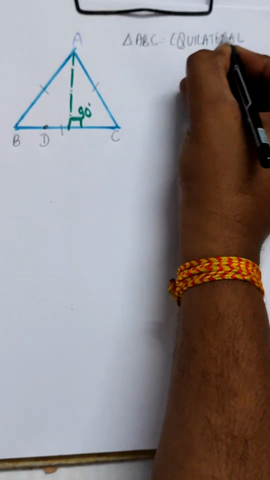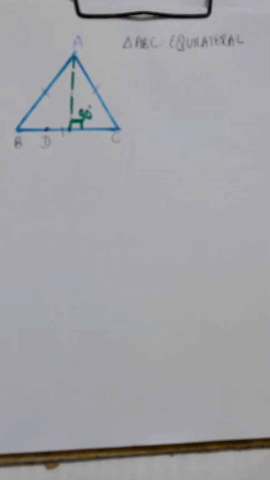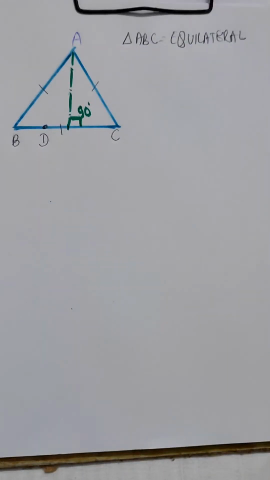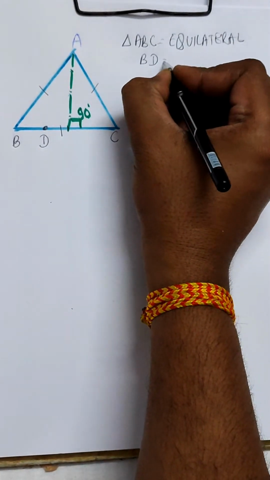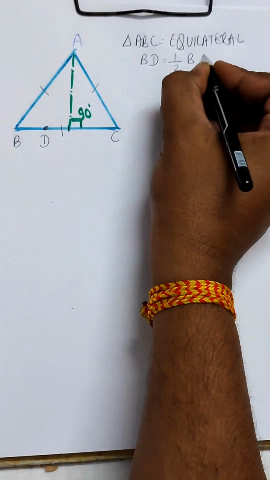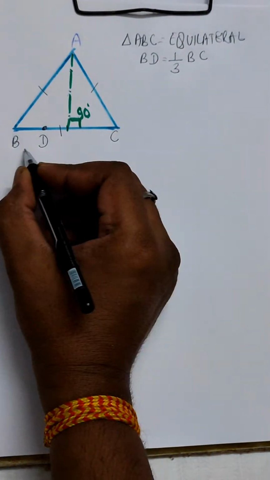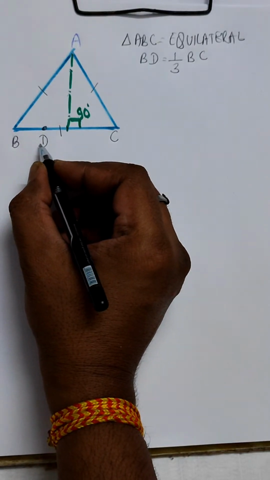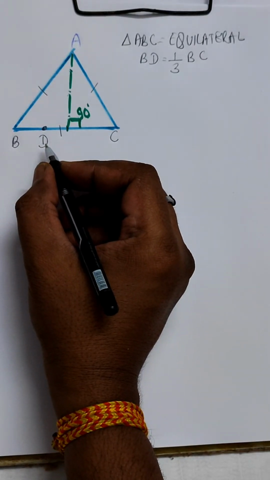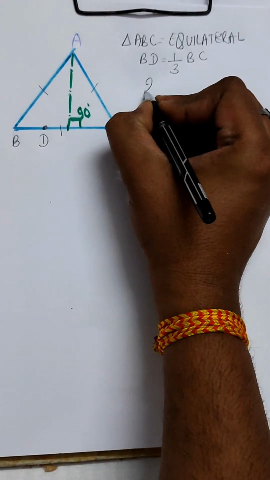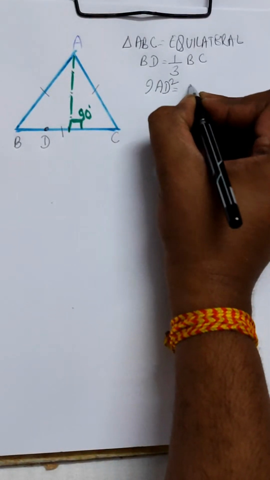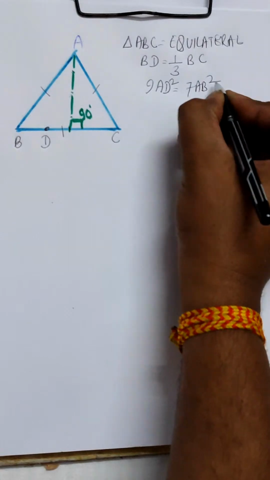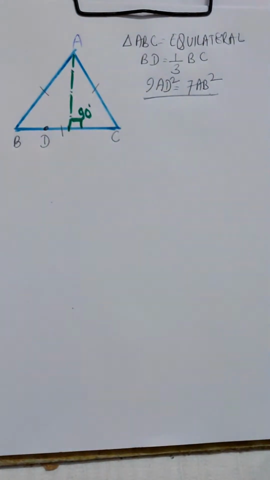So the first data given in your question is that ABC is equilateral. Now it's also given that BD is equal to 1 by 3 BC. That means whatever the length of BC, BD is one third of that. And we need to prove 9 AD square equal to 7 AB square. This is our requirement which needs to be fulfilled.